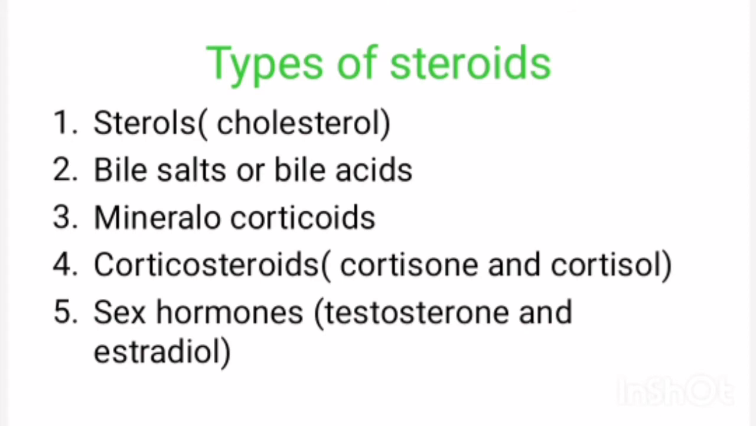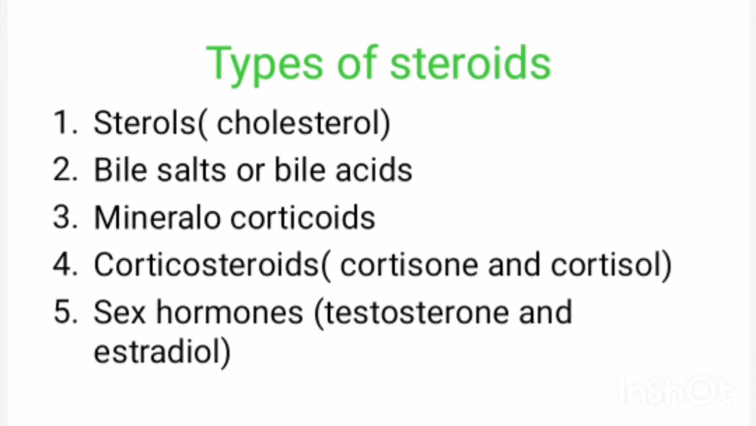There are different types of steroids. First one, sterols, then bile salt or bile acids, mineralocorticoids, corticosteroids, and sex hormones. First, sterols. The most commonly known of this is cholesterol. Other sterols help the body to make vitamin D from sunlight and to build up cell wall.